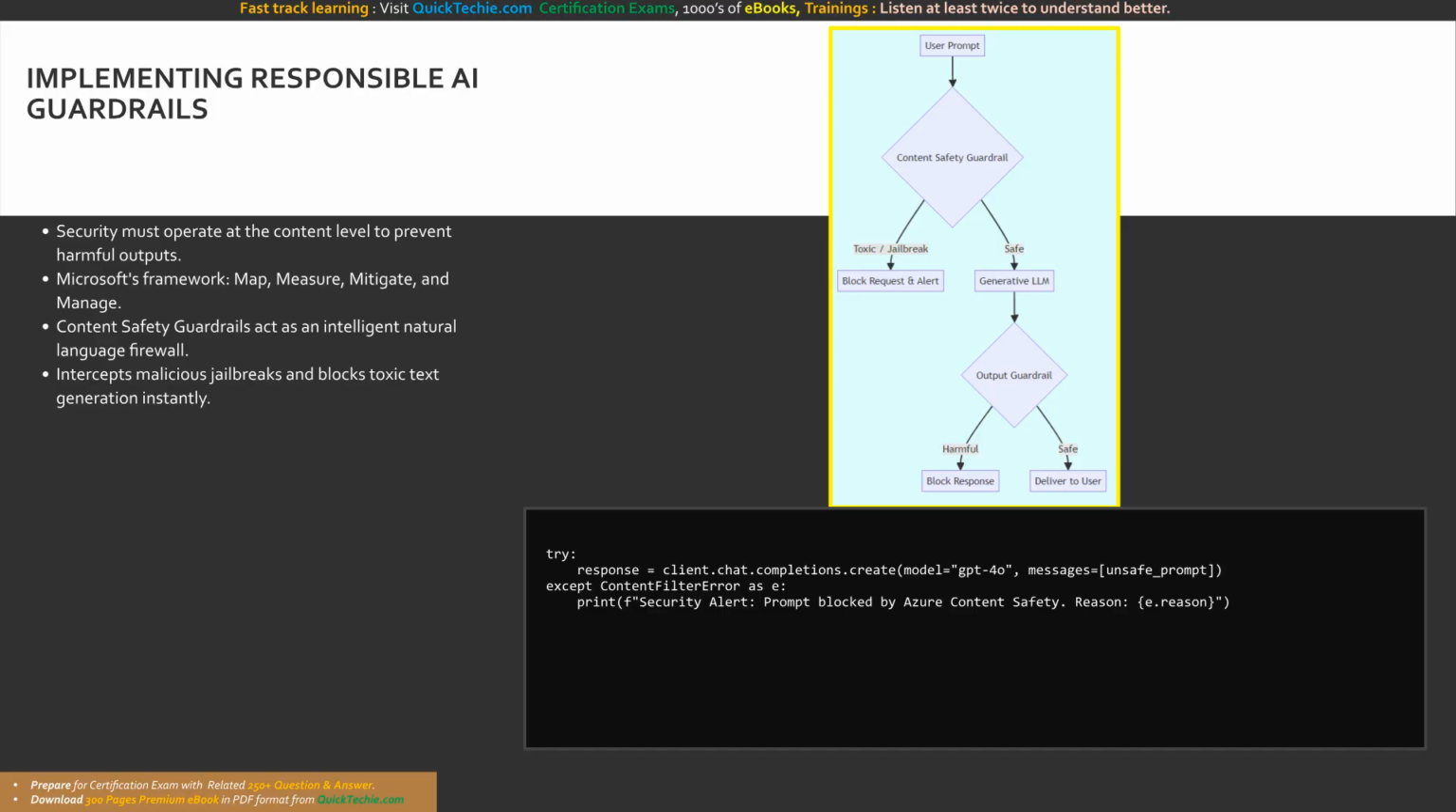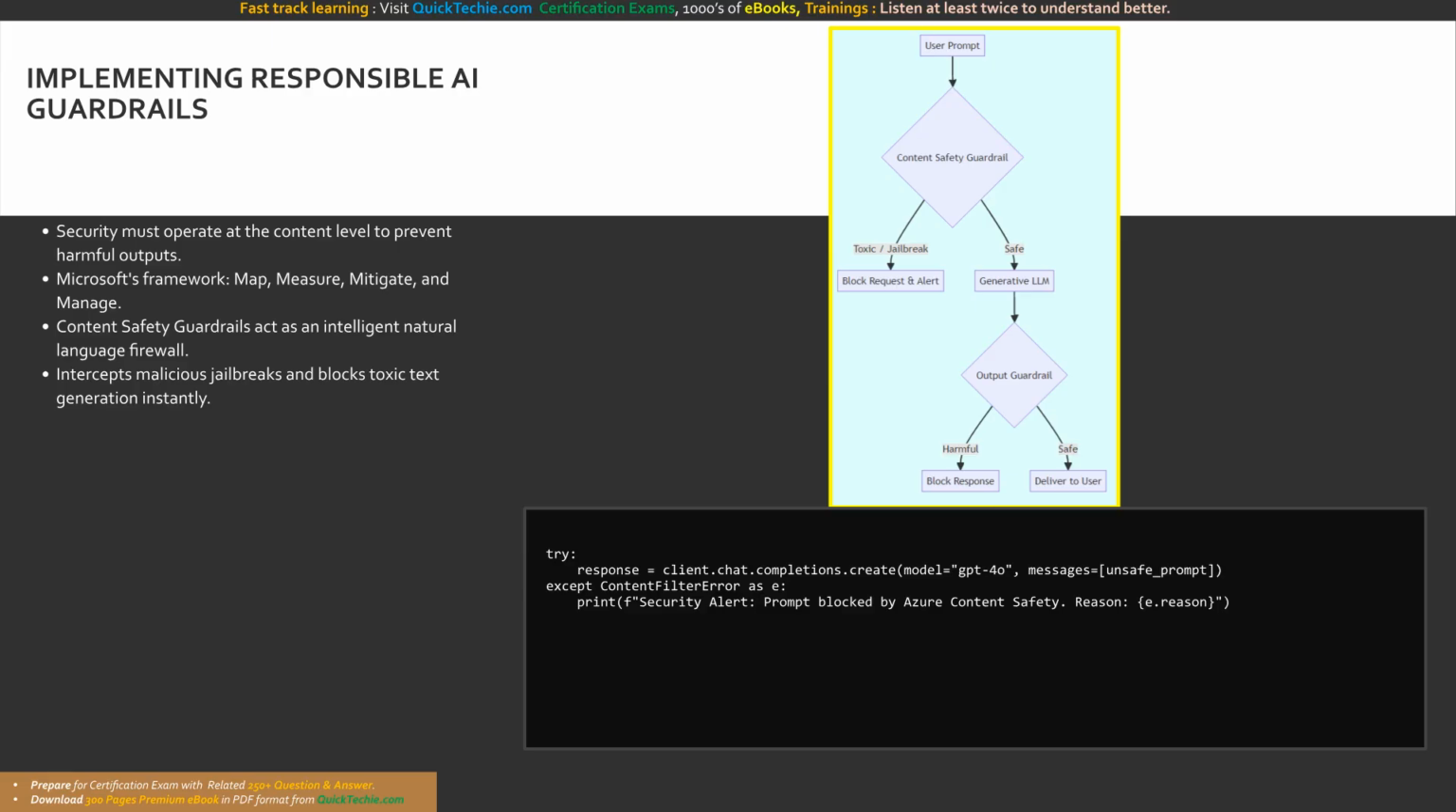Security in generative AI extends far beyond traditional infrastructure, networking, and identity management. You must also implement critical security at the content level. Generative models possess immense power, but they inherently carry the massive risk of outputting harmful, biased, or highly restricted content. Therefore, a massive component of securing an AI system in Microsoft Foundry involves implementing responsible AI guardrails. Microsoft provides a rigorous, highly structured framework for this: map, measure, mitigate, and manage. The mitigation phase is precisely where active security controls are deployed.